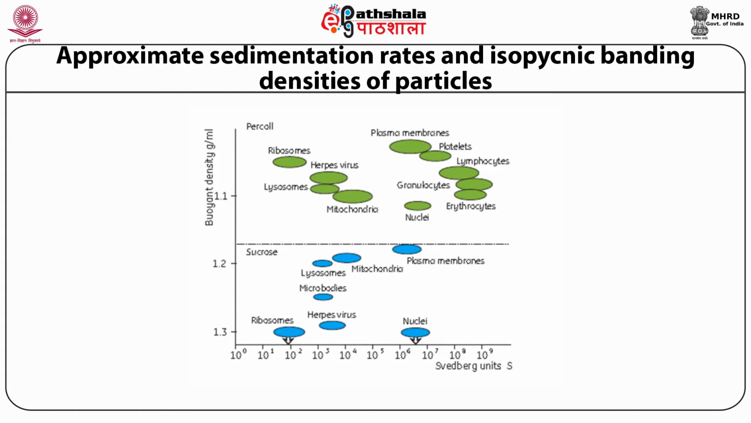Giving the 2D picture of the different cell organelles, how they are fractionated using the density gradient separation by the isopycnic binding density of the particle. And you can see here the particles having their own S value, and it is the time to get separated in the different medium. So you can see here the ribosome at 100S, and you can see the different particles got separated as per their own S values.